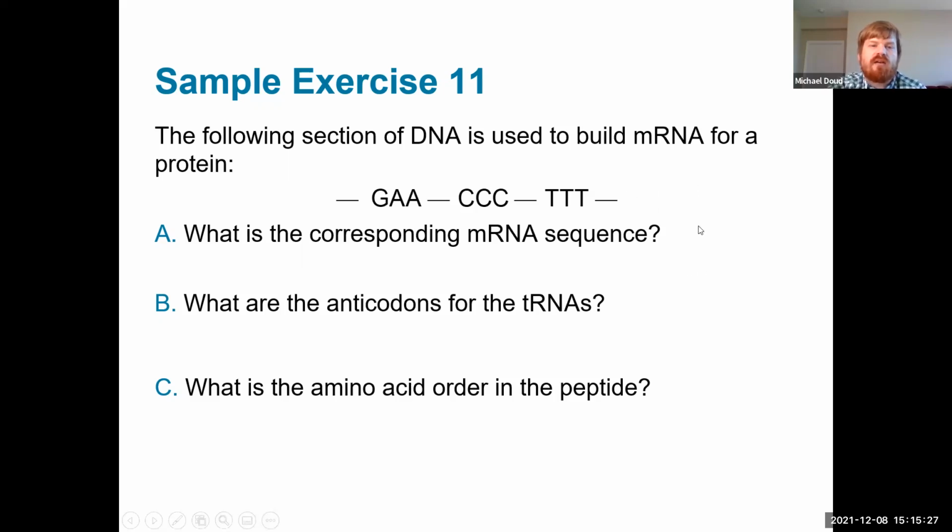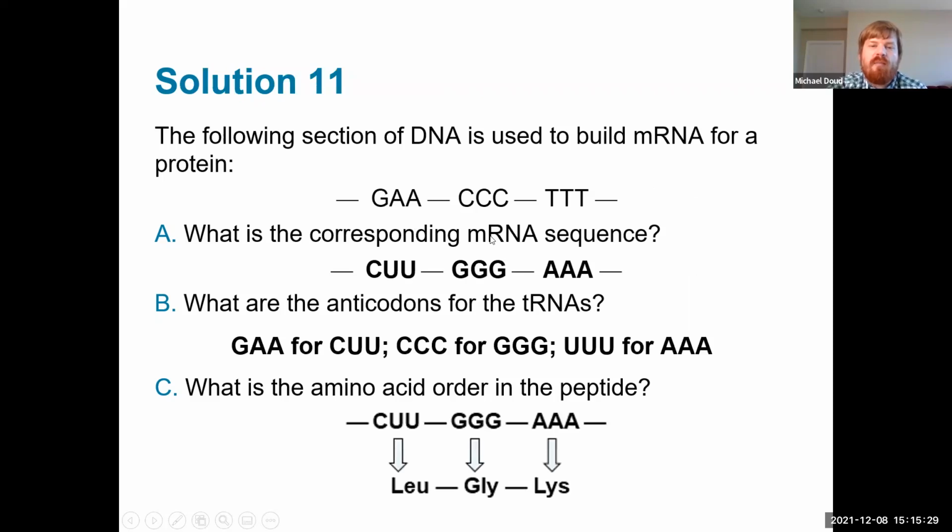Okay, I'll assume you worked it out. Let's go ahead and take a look. The corresponding mRNA sequence, G pairs with C, A pairs with U, A pairs with U, then CCC becomes GGG, TTT becomes AAA. The anticodons here would be GAA from CUU, CCC from GGG, and UUU for AAA.